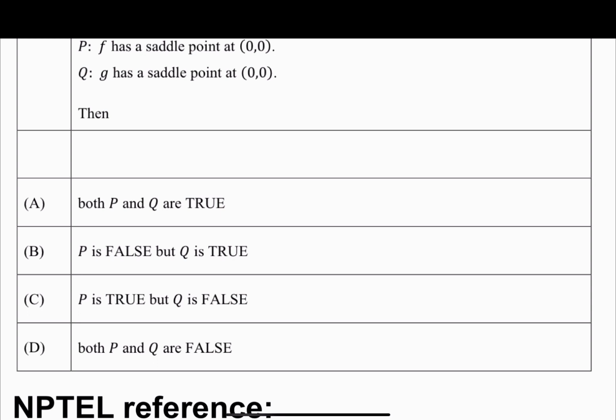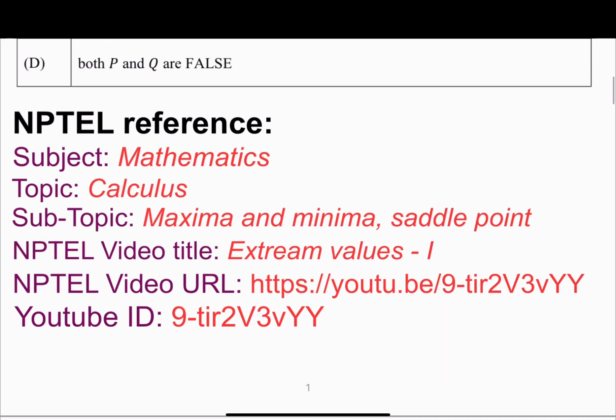Option A is both P and Q are true. Option B is P is false but Q is true. Option C is P is true but Q is false. Option D is both P and Q are false. Okay, so let's solve this one. These are the NPTEL references.